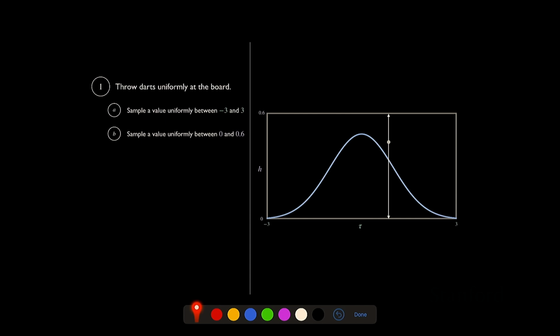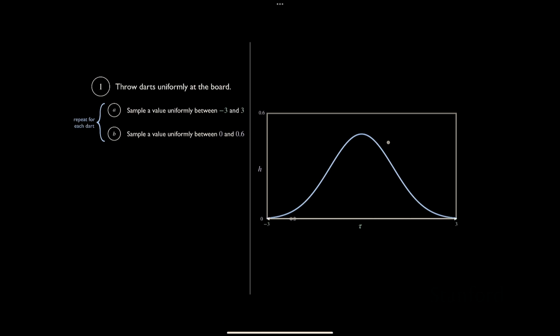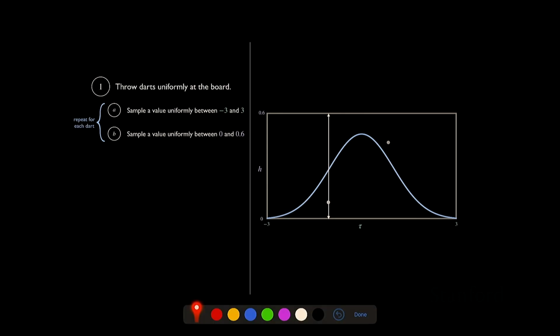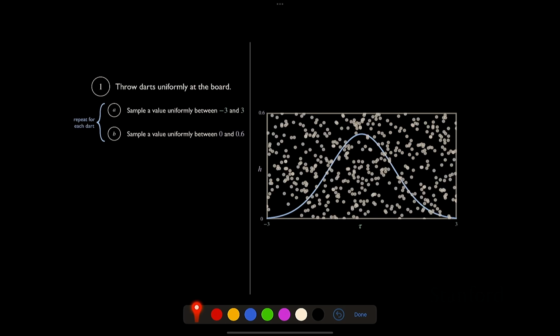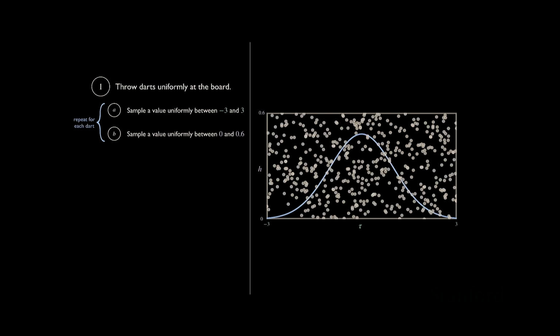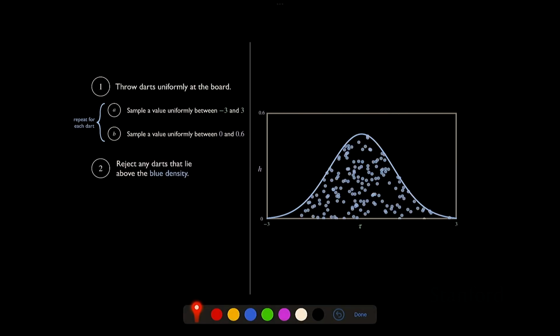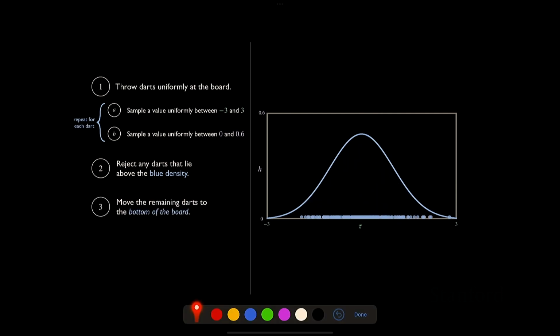And if we repeat this process for a bunch of darts, so maybe for the second dart we do the same thing, where we sample a value between -3 and 3, and then we again sample a height between 0 and 0.6. This is actually an equivalent process to just throwing darts uniformly at the board. So we've just broken it up into two steps to obtain the position for every single dart. Then we repeat that a whole bunch of times, and we get our darts uniformly distributed throughout the board. And then we rejected any darts that lie above the blue density. And then we moved all the remaining darts to the bottom of the board.